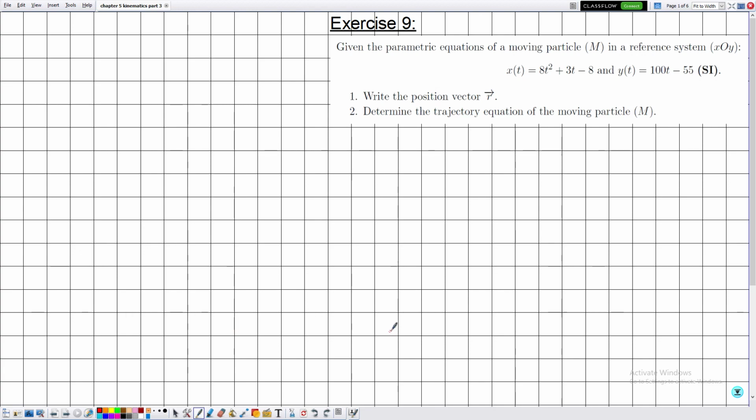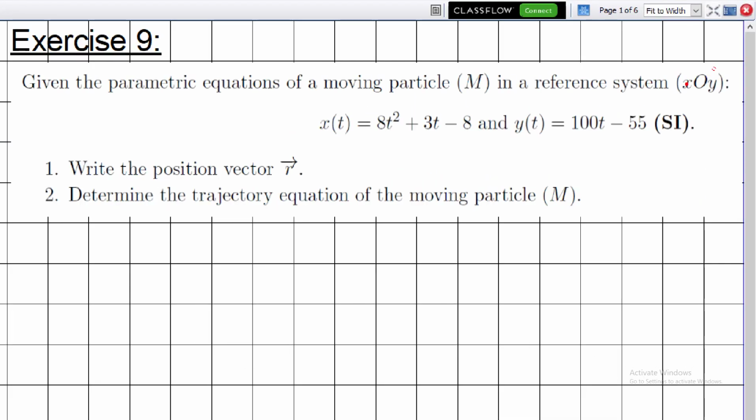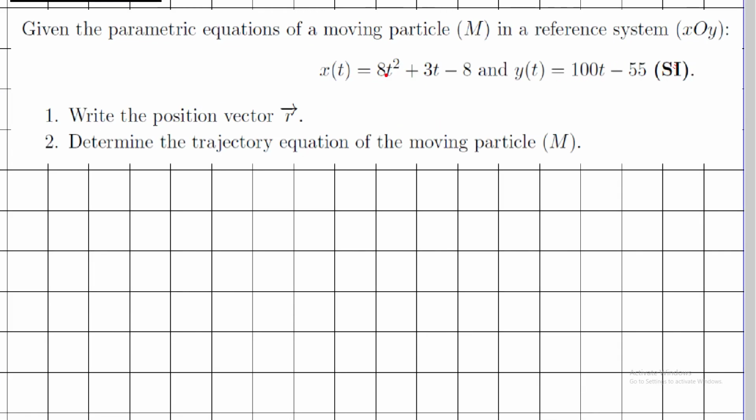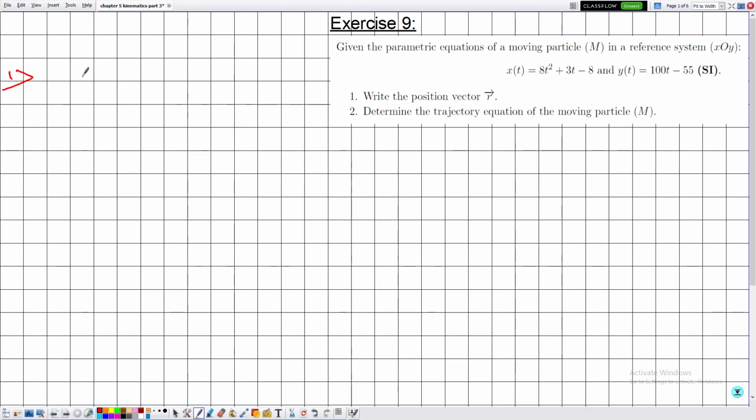So in this exercise they are telling me, given the parametric equations of a moving particle m in a reference system xOy. Since the reference system has 2 variables given by x and y, the motion occurs in 2 dimensions. In number 1, the given is x of t and y of t, related to time. We are asked to write down the position vector r. We know that r by definition is given by xi plus yj.